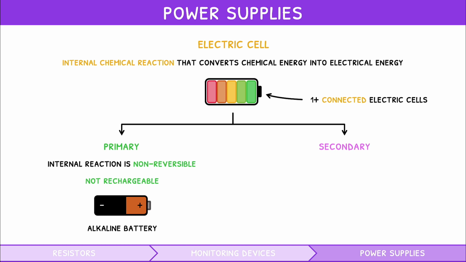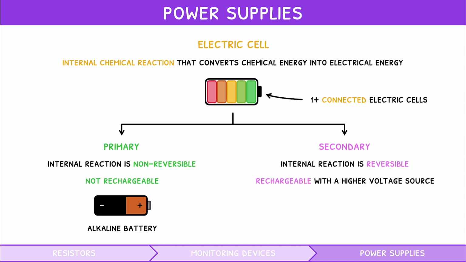Secondary cells house internal reactions that are reversible and thus rechargeable by using a higher voltage DC power supply in the opposite direction of the cell. A common example is a lithium-ion battery.